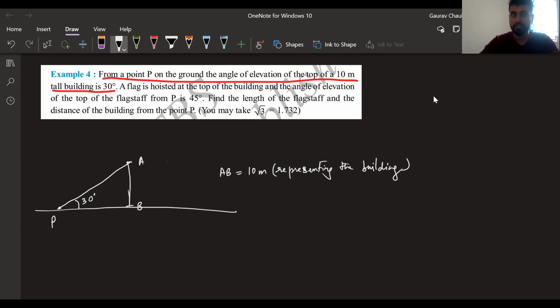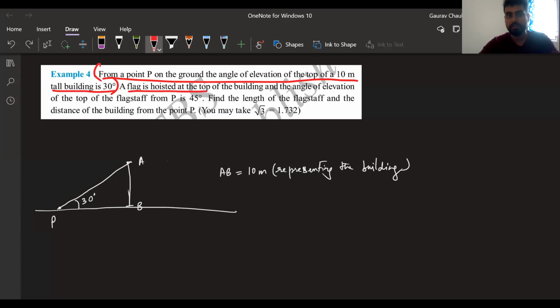Cool enough? Now, this is the first sentence. Is there anything else remaining in the first sentence to take out? I think everything is done, right? Point P on the ground, 10-meter tall building, angle of elevation of the top is 30 degree. I've taken out everything from the first sentence. Moving on to the second sentence.